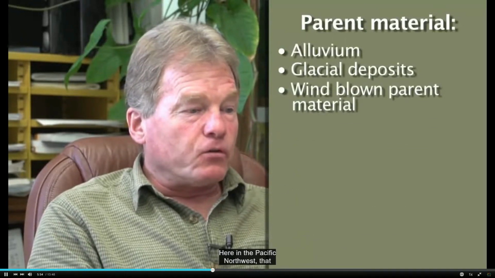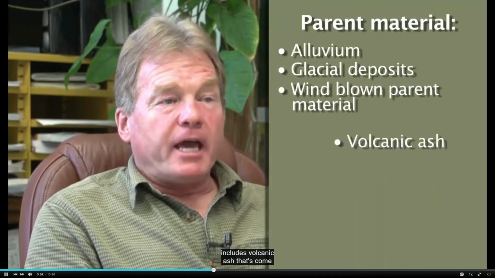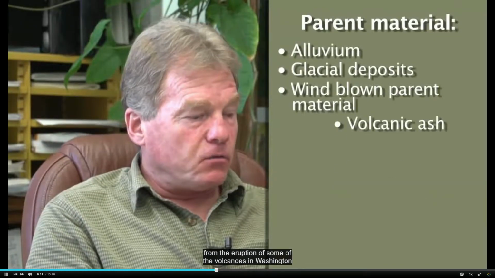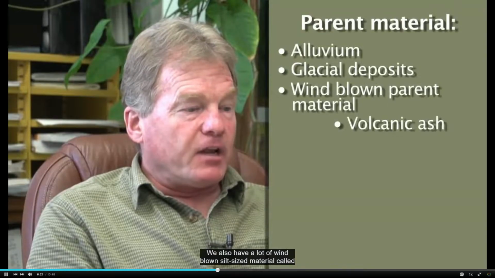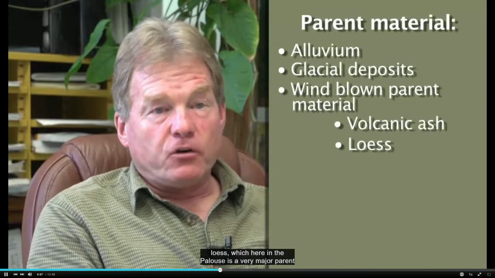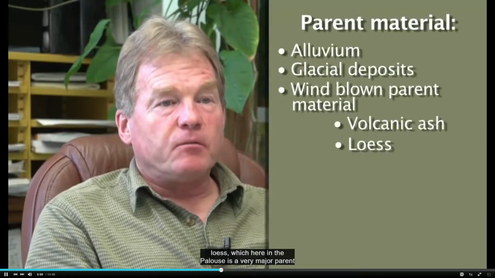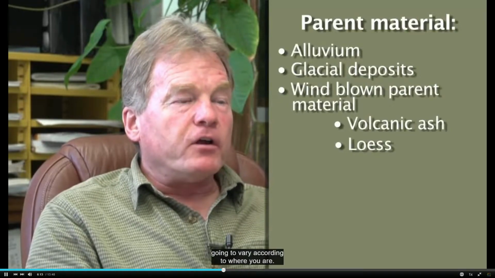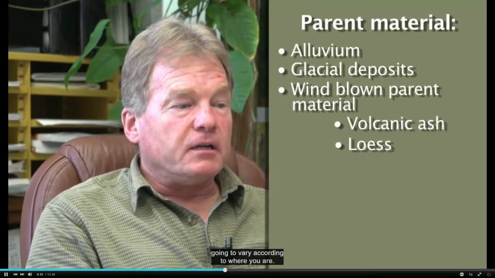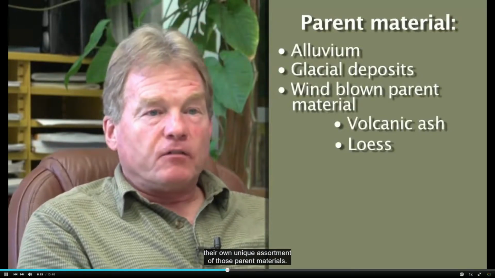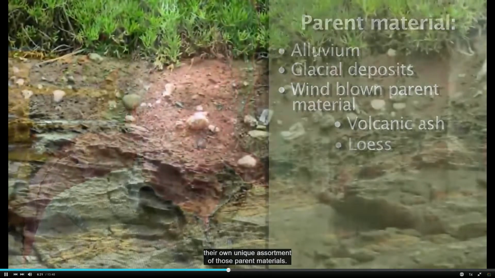Here in the Pacific Northwest, that includes volcanic ash that's come from the eruption of some of the volcanoes in Washington and Oregon. We also have a lot of wind-blown silt-sized material called loess, which here in the Palouse is a very major parent material. And the parent materials are really going to vary according to where you are. Each part of the country tends to have their own unique assortment of those parent materials.